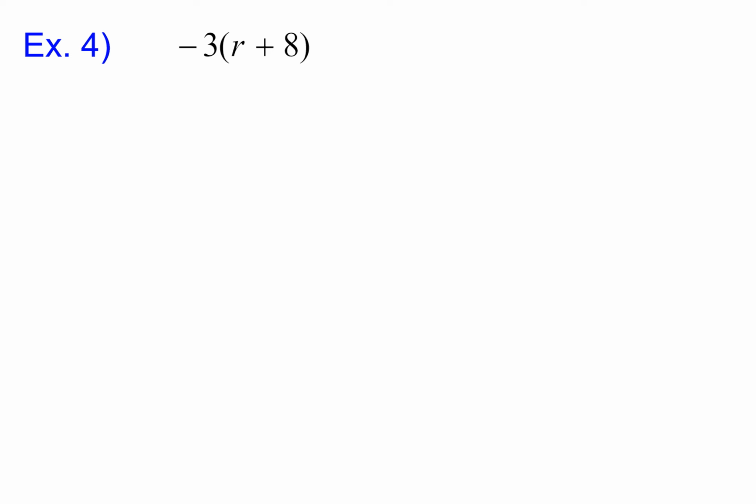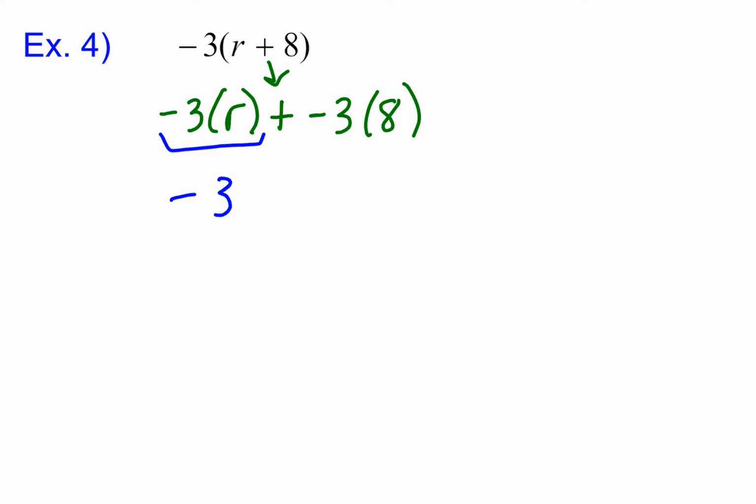So here we have -3 times the quantity of r plus 8. We're going to give the -3 to every term inside because it's a plus sign. We're going to bring the plus down. This is a -3, so we're going to put -3 times 8. So now we're going to simplify. -3 times r is -3r. And we know that 3 times 8 is 24.